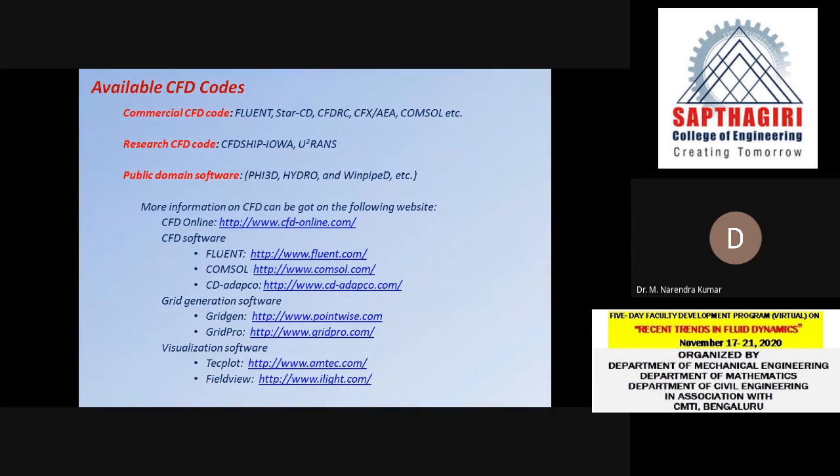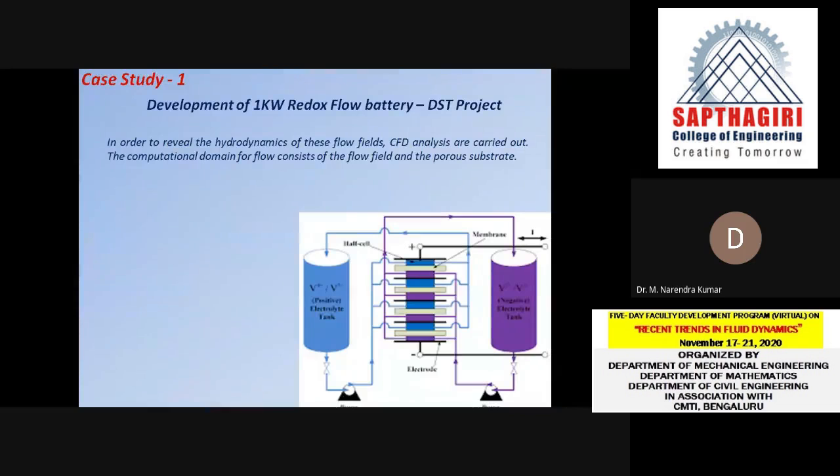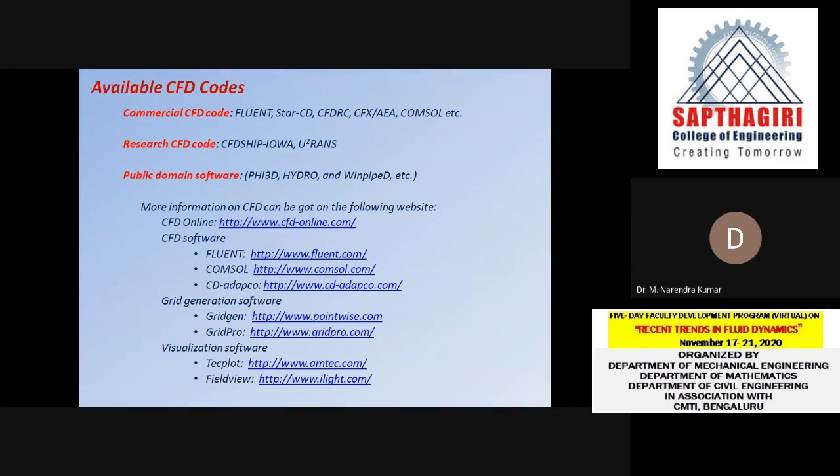Then you come across certain research codes and certain public domain codes. On CFD Online, you can get much material pertaining to CFD analysis. There are certain public domain codes available, which you can use and try to modify. CFD software, grid generation software, and flow visualization software are also available. So this is about the available CFD codes.